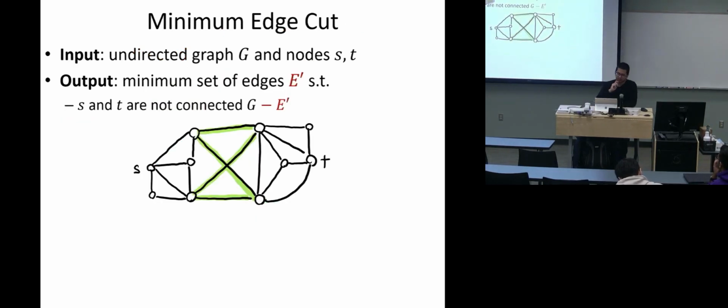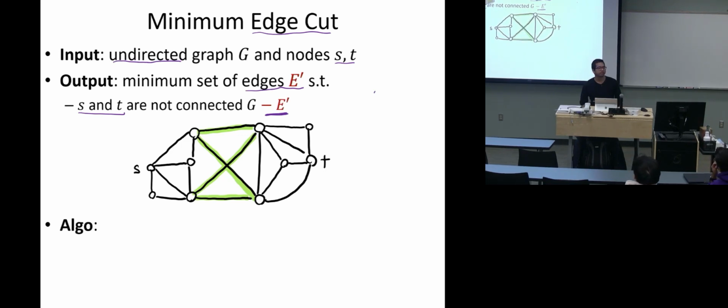Good. How about this one? Just minimum edge cut again, but in an undirected graph. You have S and T, and you want to find a set of edges such that after deleting it, S and T are not connected in any direction. There is just no path from S to T. Now this one you should be able to suggest how I should solve it. Which graph should I look at again? How to reduce it to a flow problem. Anyone?